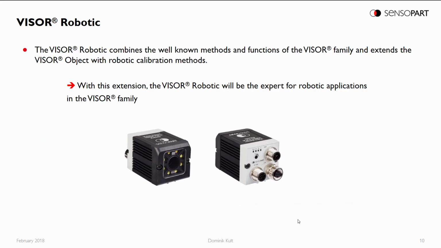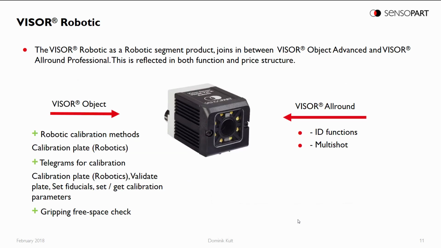Okay, let's go to the VISOR Robotic. The VISOR Robotic combines the well-known methods and functions of the VISOR family and extends the VISOR Object with the robotic calibration methods. With these extensions, the VISOR Robotic will be the expert for robotic applications in the VISOR family. When we look at the VISOR Robotic, it sits somewhere in between the VISOR Object Advanced and the VISOR All-Round Professional. This is reflected in function and also in the price structure.